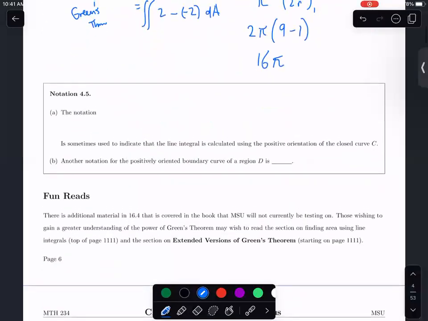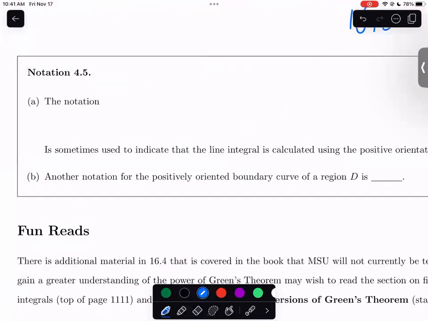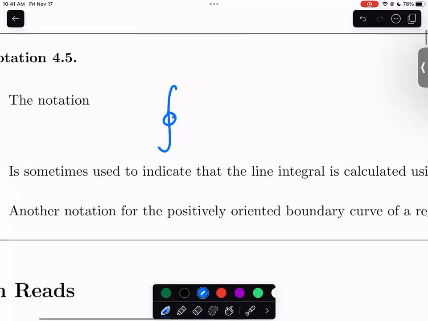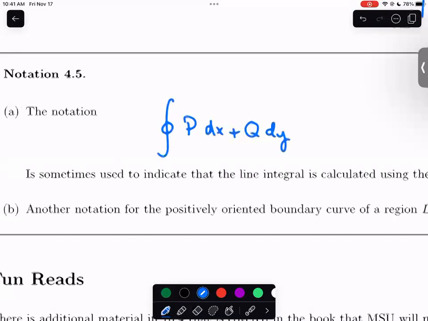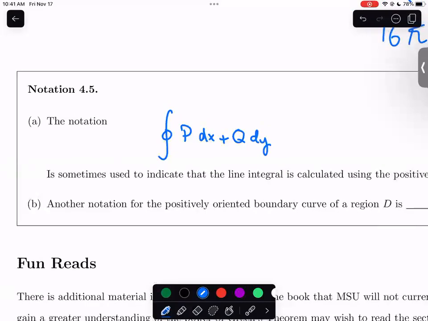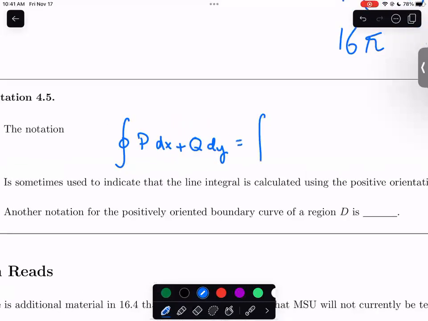Well then, let me give you a little bit of notation here. If you see a line integral with a circle through it, and sometimes this circle may even have a little arrow as well, but not necessarily. So, here's one of the ways that we can write down a line integral. You could also write a line integral with f dot dr or any of these things as well.